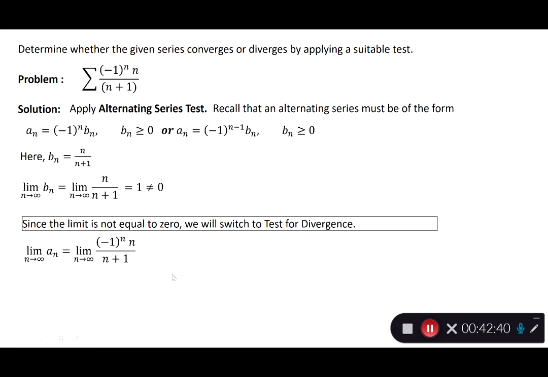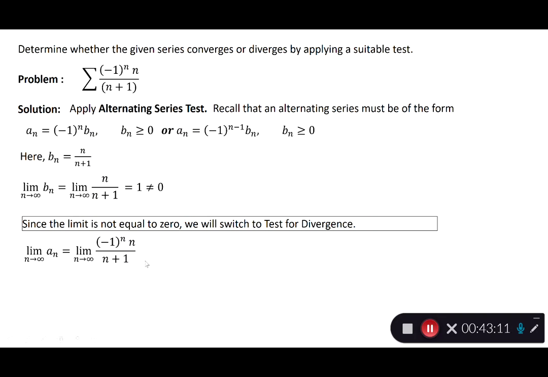This is a bit of a challenging question. You need to pause and think about it and tell me. What is the limit as n approaches infinity of -1 to the n times n over n plus 1? If you said limit does not exist, pat yourself on the back. You are absolutely right. What? The limit does not exist? Yeah.